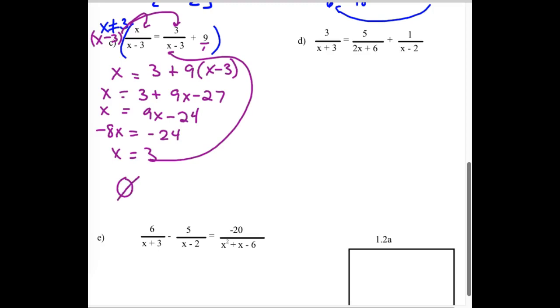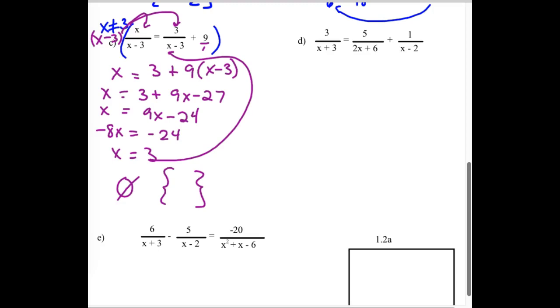So I say no solution, or I can use that empty bracket symbol to mean there's no answer. Either symbol's fine. You don't have to put both down. You can write it out, no solution, yep. That's fine, as long as you've identified that there isn't an answer.